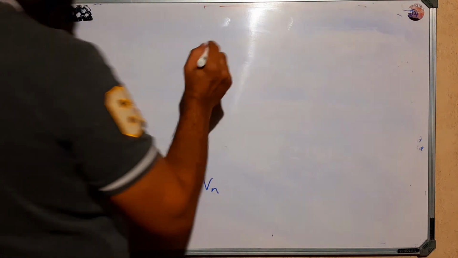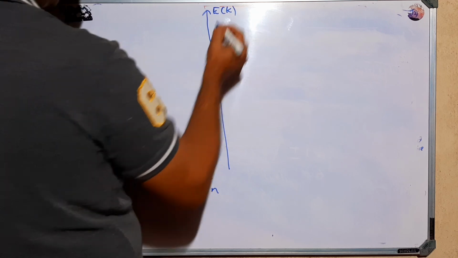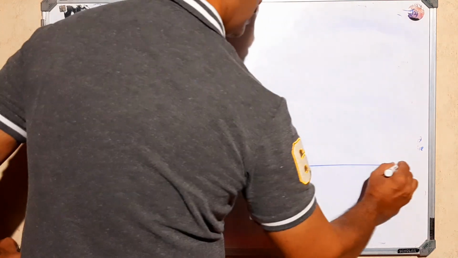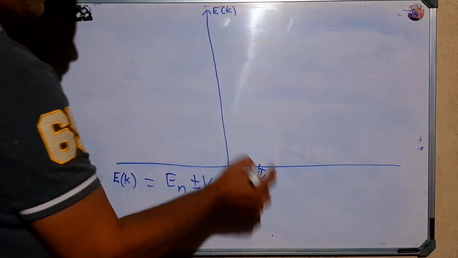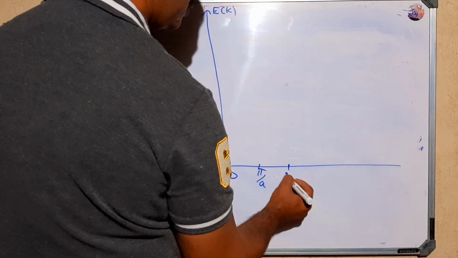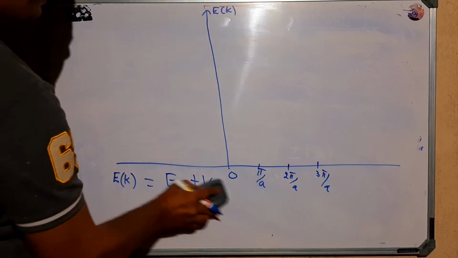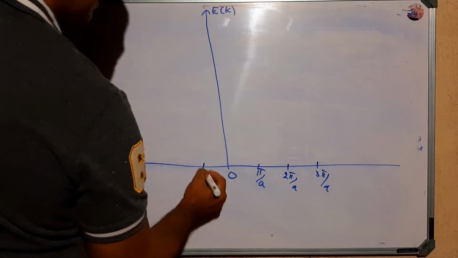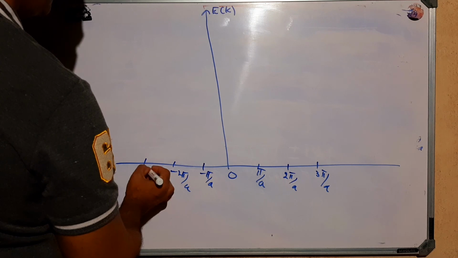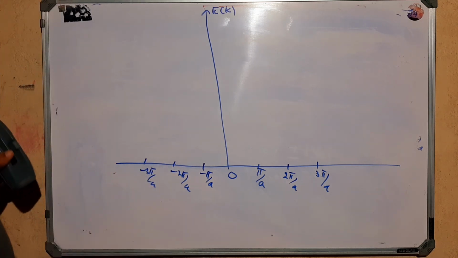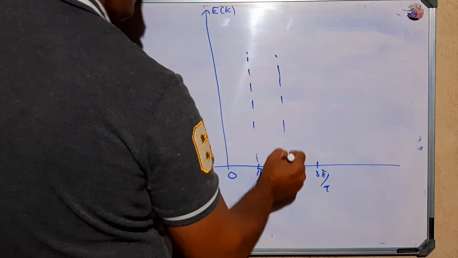Right. So let us consider along the y-axis we are taking the energy of the electron and along the x-axis we are taking the value of k: n pi by a, n equal to 1 gives pi by a, n equal to 2 gives 2 pi by a, n equal to 3 gives 3 pi by a. For negative integers, minus pi by a, minus 2 pi by a, minus 3 pi by a, and so on. Right. So just draw the dotted lines here.